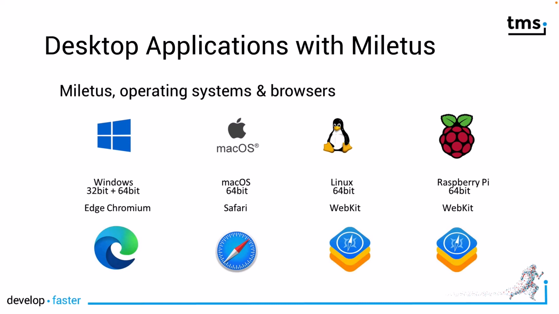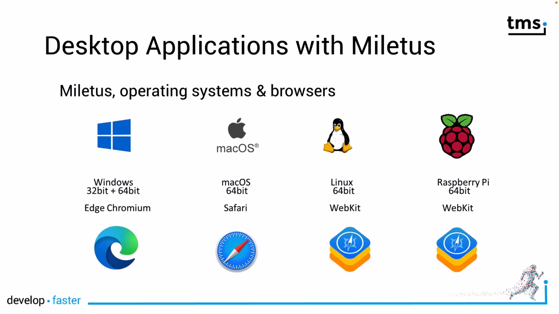And internally, this all is made possible by using browser technology that's being provided natively by all these operating systems. That means with Windows, it's Edge Chromium. For macOS, it's Safari. And for Linux and the Raspberry Pi, it's WebKit. However, the users of your application do not really notice that your application uses this technology.